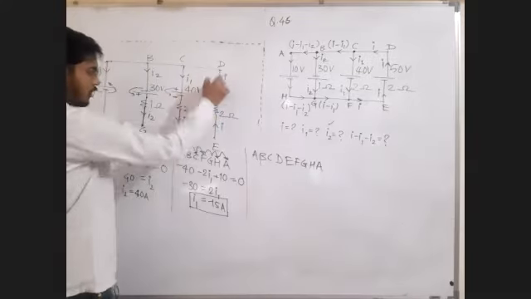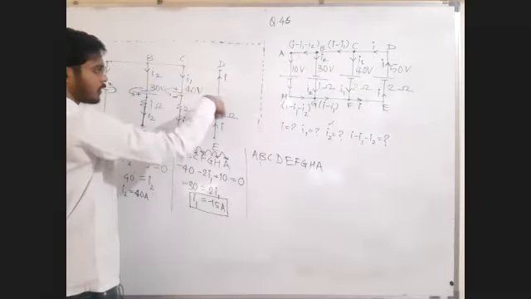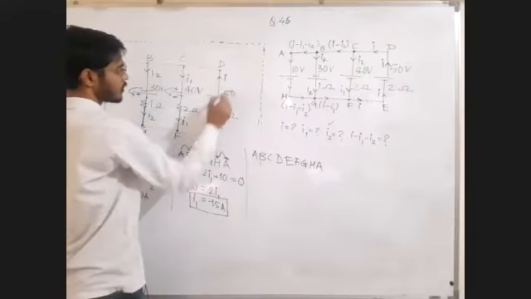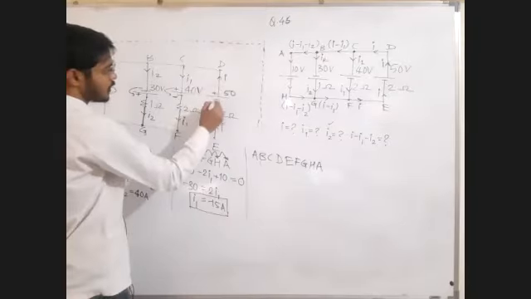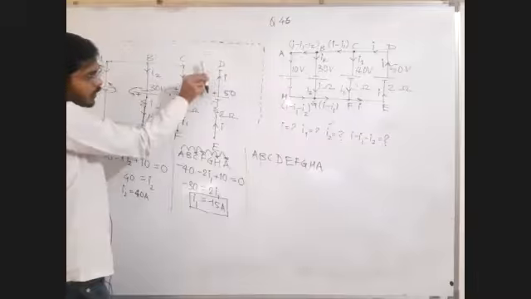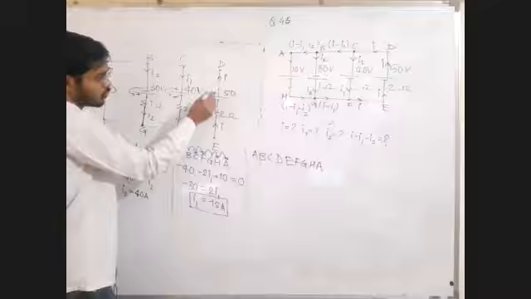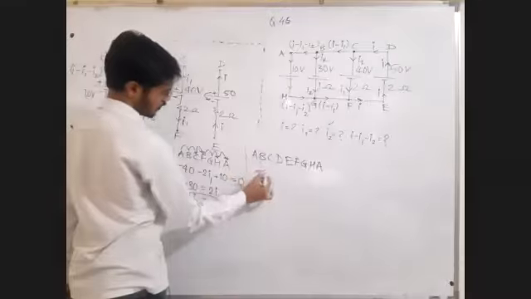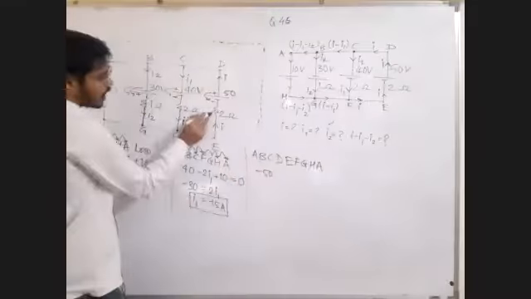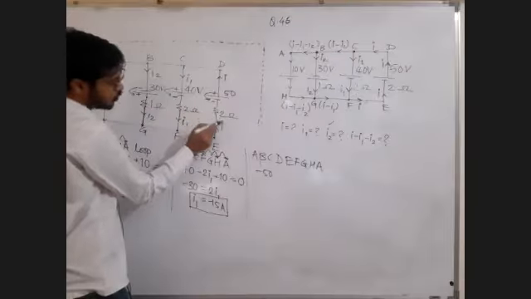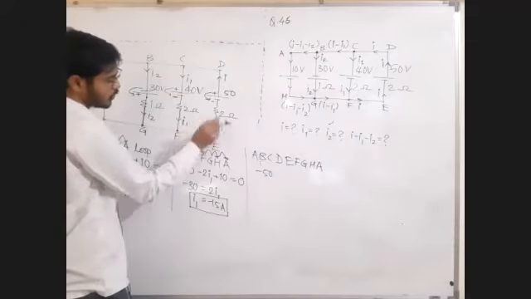Now D to E, while going from D to E, there is a battery as well as a resistance. I am moving from positive to negative, so EMF is negative, so minus 50. Now I encounter the resistance. The potential difference will be 2 into I.